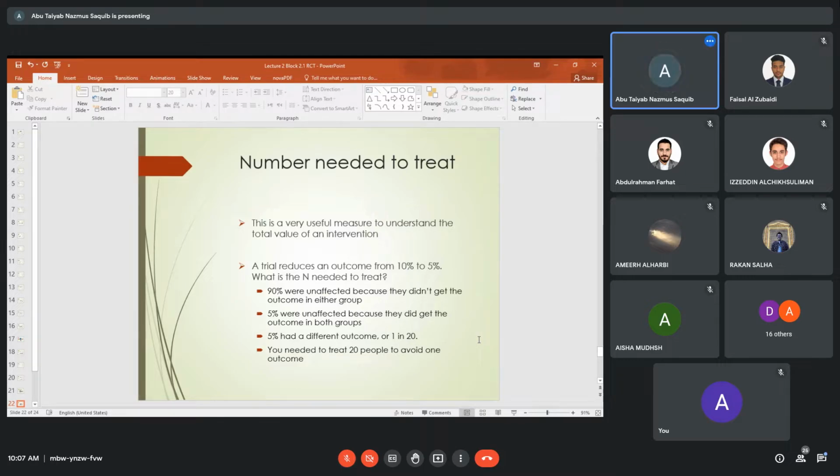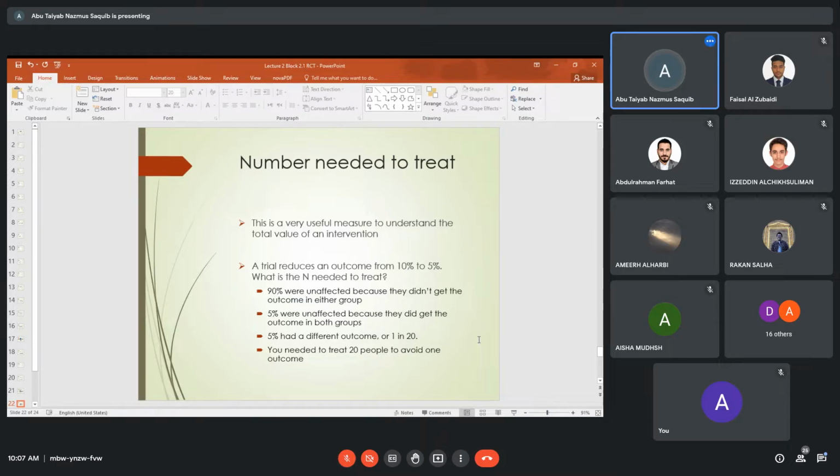In drug A, it shows that if you treat 10 people, you save 1 life. And for drug B, you have to treat 100 people to save 1 life. Which one is better? Drug A is better because you are treating fewer people, yet the benefit is higher. So that's what the number needed to treat calculation is. With that calculation, we understand whether the intervention is worth it.